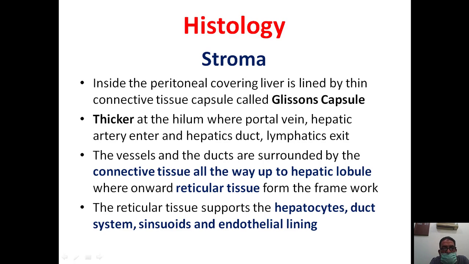The hilum is the structure of the liver where structures are coming in and out. Over here, the stroma and the capsule become thickened. The vessels and ducts are surrounded by the connective tissue capsule all the way to the hepatic lobule, where reticular tissue forms the framework.